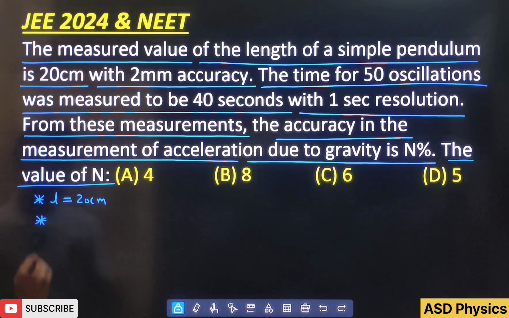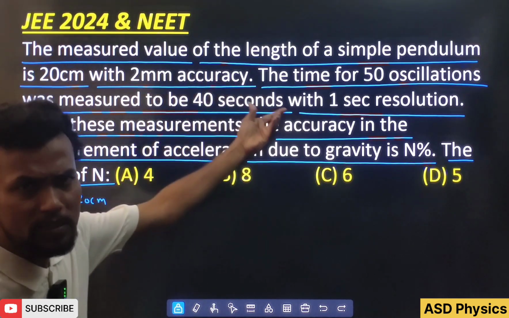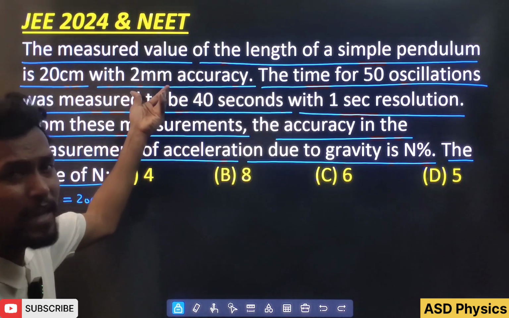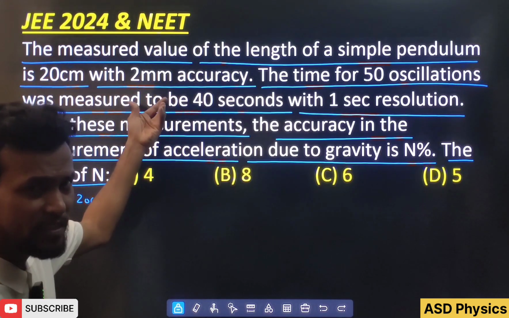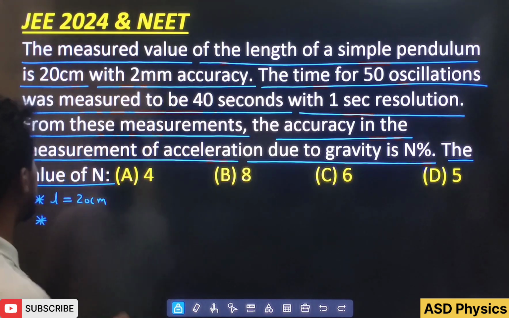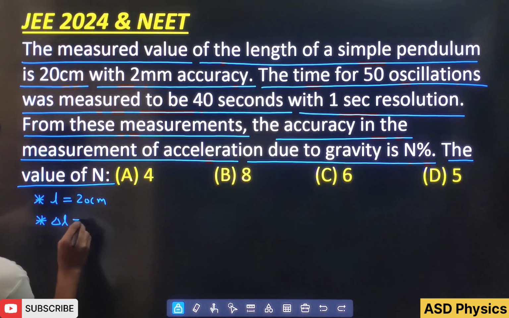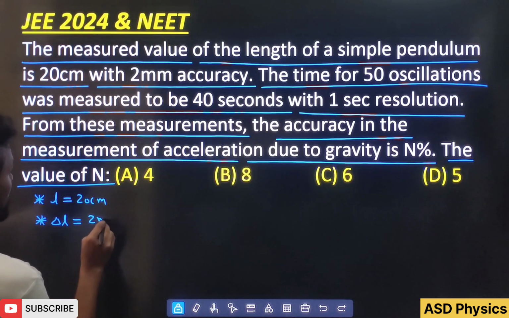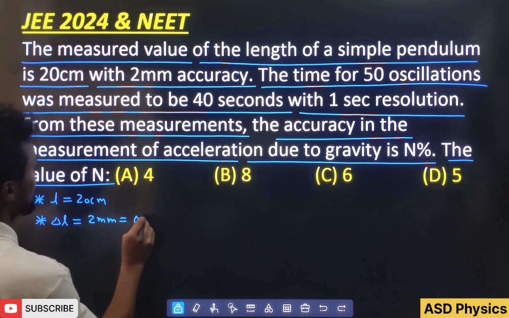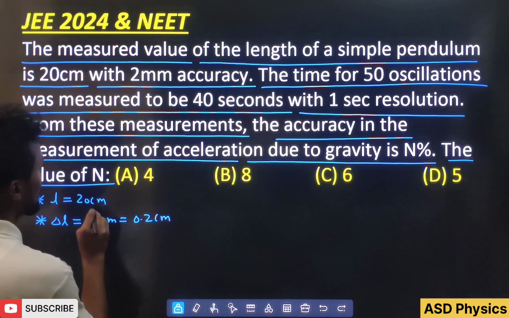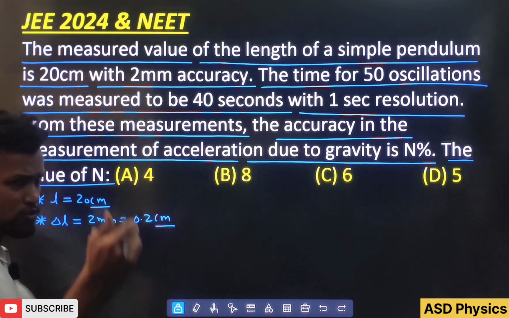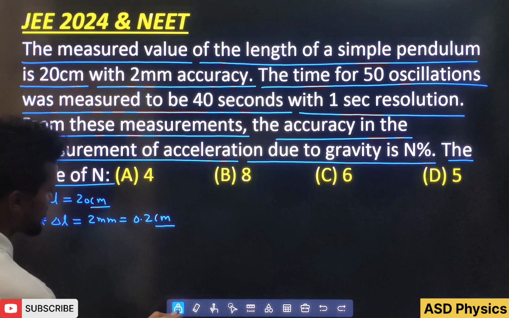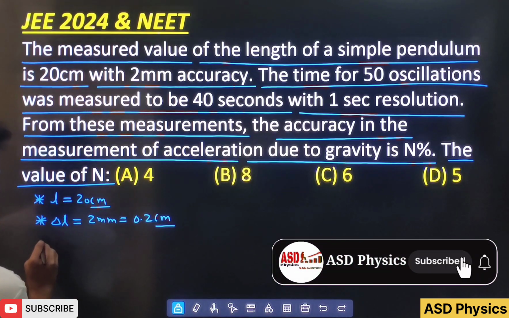Next one, what is there here? They are telling 2 millimeter accuracy, but this is also, what is this? Absolute error we can tell, resolution we can tell, least count error, anything. But anyhow, it is given here as delta L. Different forms they use here, 2 mm. But I will simplify this to 0.2 centimeter, because the units are the same, so that we can cancel out. When we divide here, it will become unitless.